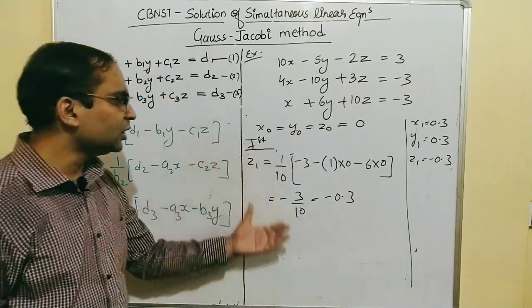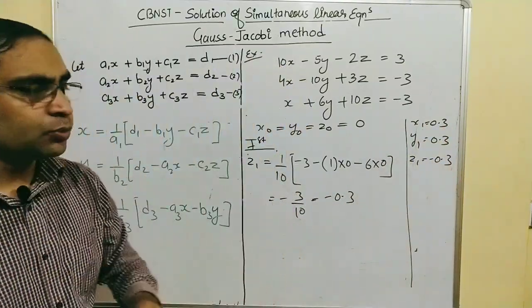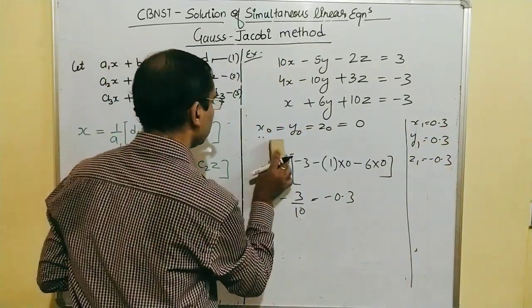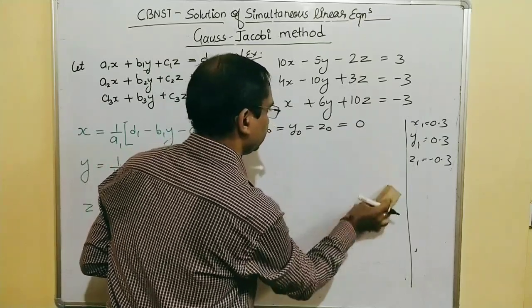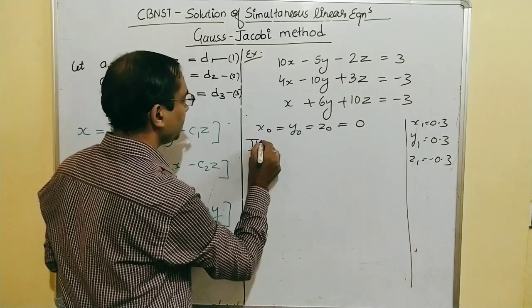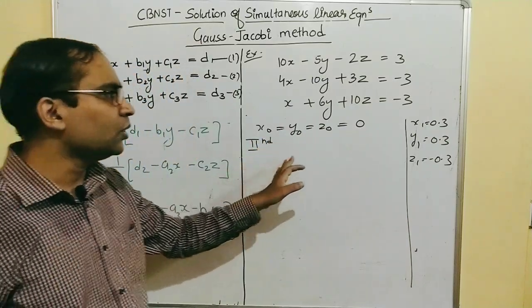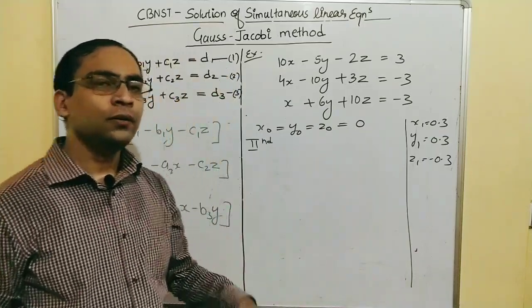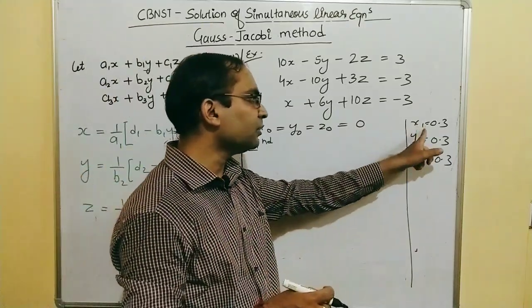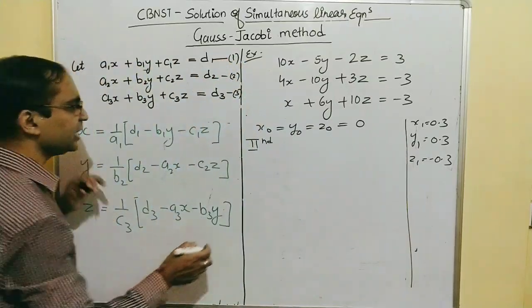So we are done with the first iteration. We have calculated the values of x1, y1 and z1. Now let us move to iteration number 2, that is the second iteration. For the second iteration we will find out the values of x2, y2 and z2, for which we will be using the values of x1, y1 and z1. So let's see how we can calculate x2.